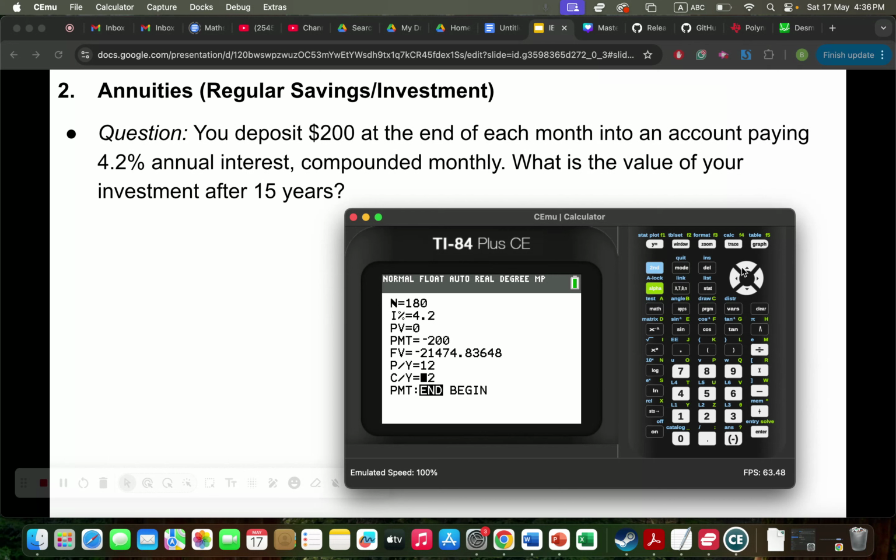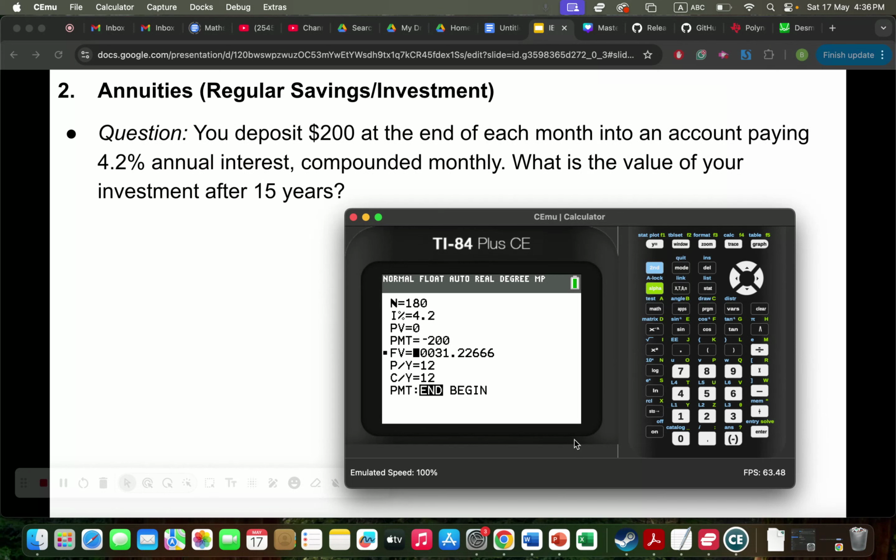So if I go up to FV, what I'll do again, I'll press alpha and I'll press enter. Okay, so in this case, you should get $50,031 and 23 cents, okay, which means that you're expecting this amount of money in your investment after 15 years.